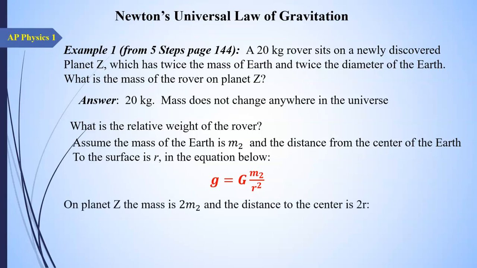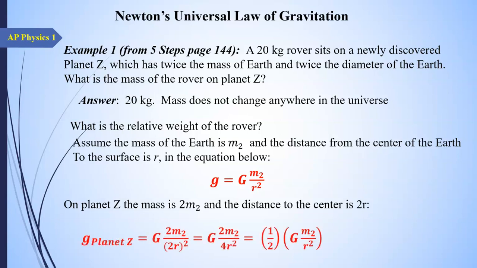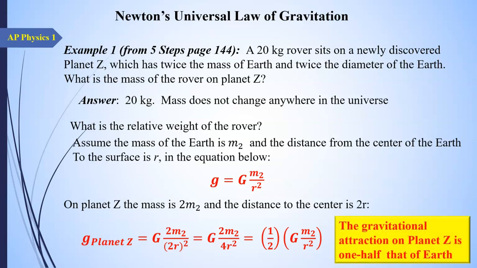So on planet Z, the mass then becomes 2m2, and the distance from the center of the planet to the rover becomes 2r. It's double the size, double the radius. It says twice the diameter, but twice the diameter is twice the radius. Okay, so you just plug that in. You put 2m2 in the numerator and 2r, and then you square that in the denominator, and you get 4r squared. So you see you now have 2 over 4, which reduces to 1/2. And so it's half what the gravitational pull on the Earth was in the equation up above. So the gravitational attraction on planet Z is 1/2 that of Earth.